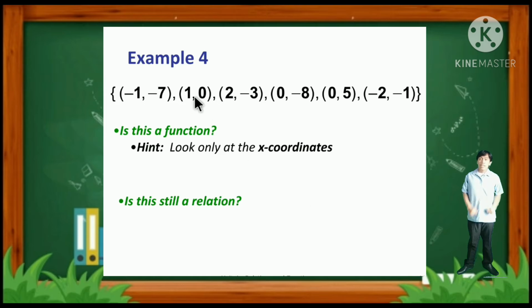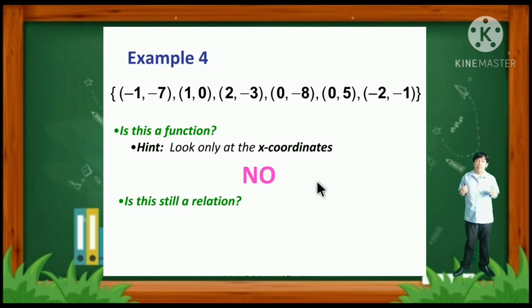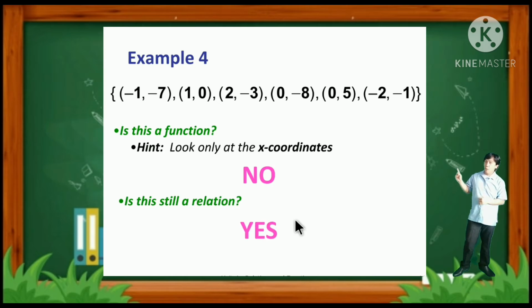Okay. Now, example number 4. Is this a function? Then hint, look only at the x coordinates. Negative 7, 1, 2, 0, 0 again, negative 2. Okay, the question is, is this a function? Let us try. No, because the 0 was repeated. Okay, may naulit ng x. Is this a relation? Oh, baka may magkamali pa. Yes, that is a relation. Why? It's an ordered pairs. Okay, kapag meron dito hindi ordered pair, yung walang ka-partner, hindi na siya relation. Okay? In a relationship, there must be x and y. There must be a boy and a girl.